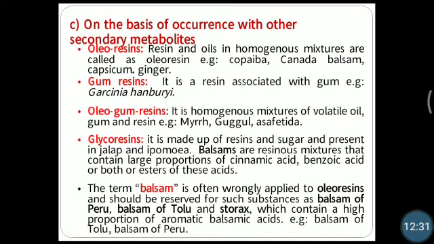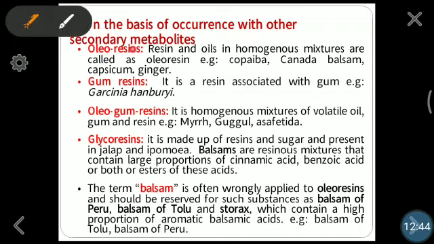So in that: oleoresin, gum resin, oleogum resin, glycoresin and balsam. We will discuss it one by one. First one is oleoresin. So let's start with the oleoresin. An oleoresin is a homogeneous mixture of resin and oil. That is a combination of oil plus resin. Examples are also discussed over here.